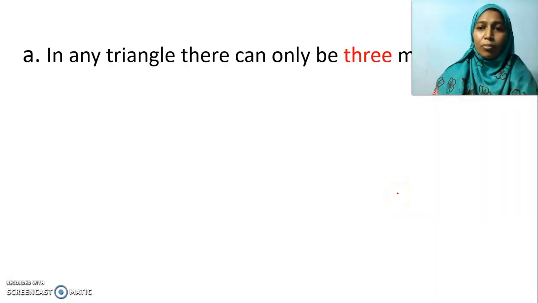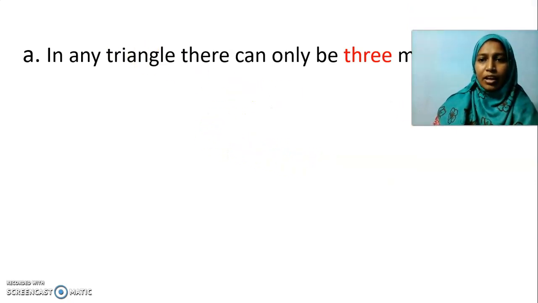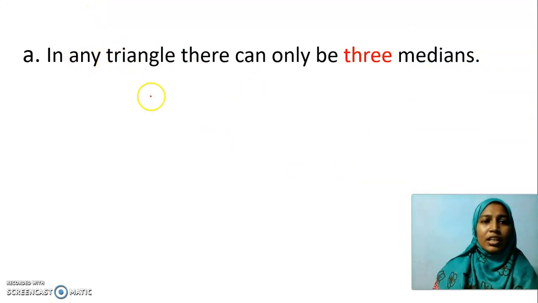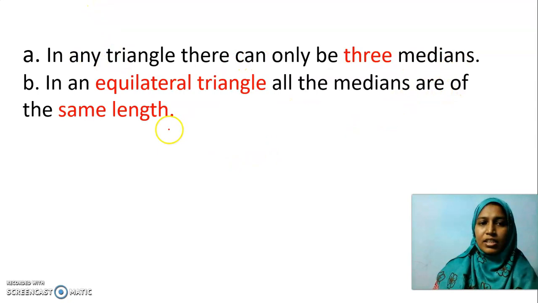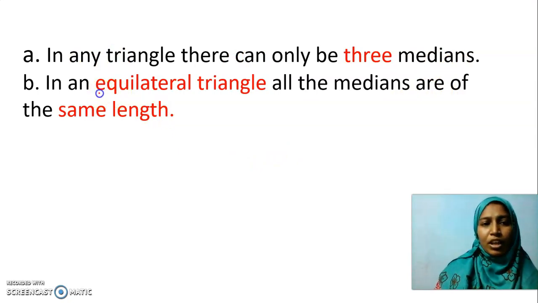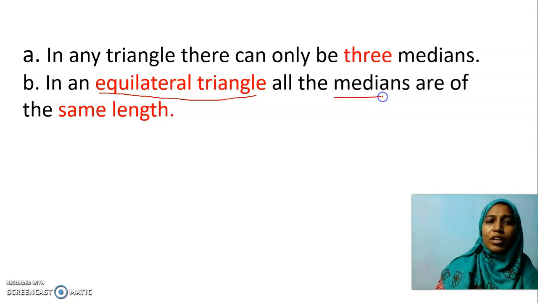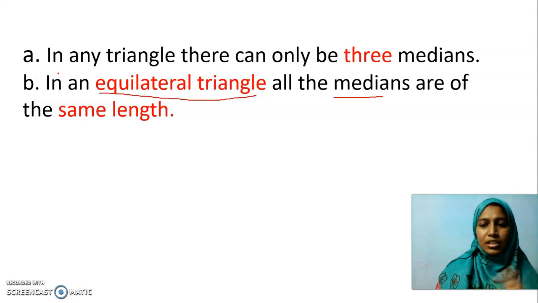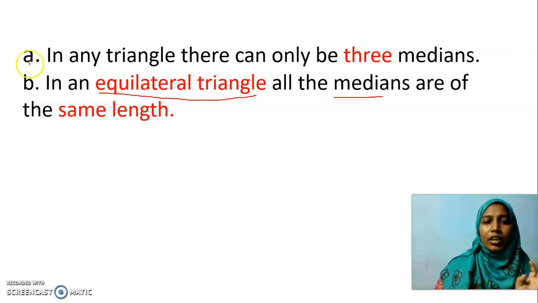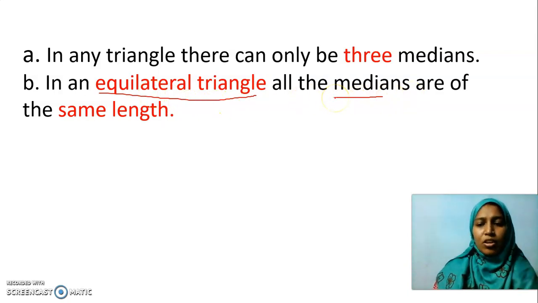And here are many properties about medians in a triangle. The first thing is, in a triangle, there can only be three medians, which we have already discussed. What about the speciality of an equilateral triangle? In an equilateral triangle, all the medians are of the same length. You may get many twisted 1 marks in this chapter, so be clear in each and every line. In an equilateral triangle, all the medians are equal.